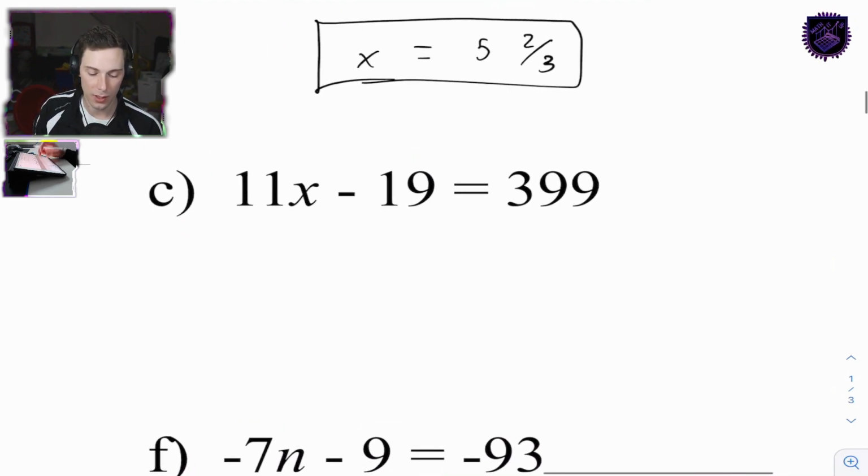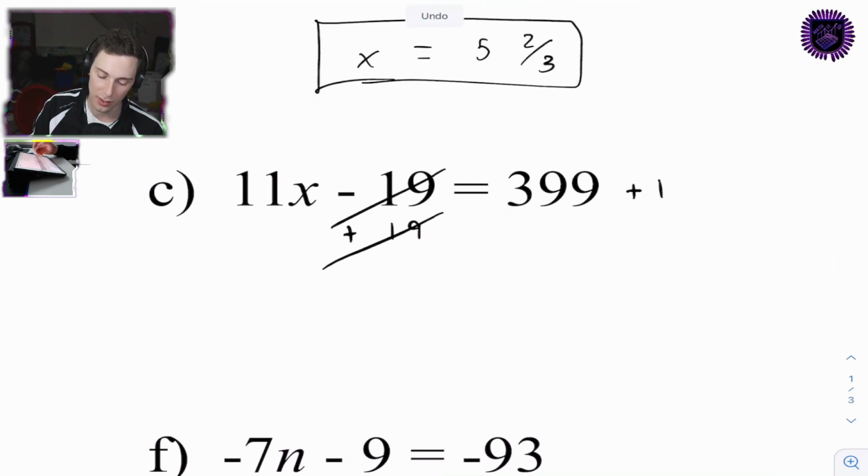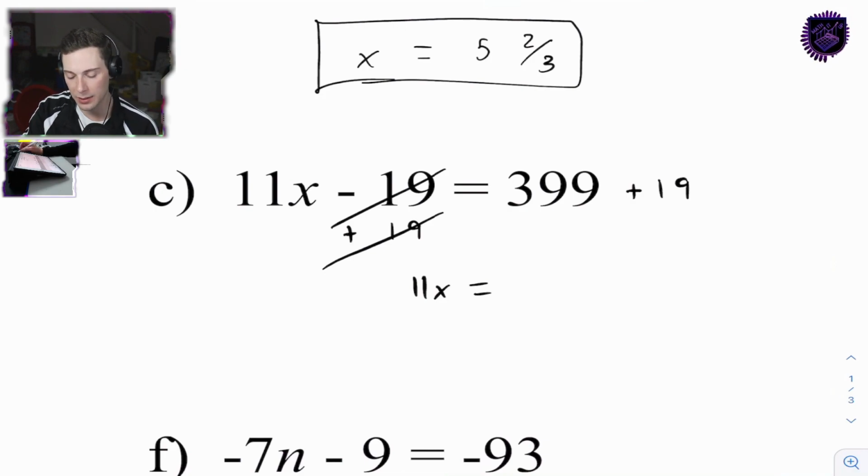Next one, c. First we want to add 19, and that will cancel that out. We can add 19 to this side because we want to do the same thing on both sides. And then we are left with 11x is equal to 399 plus 19, which is 418.